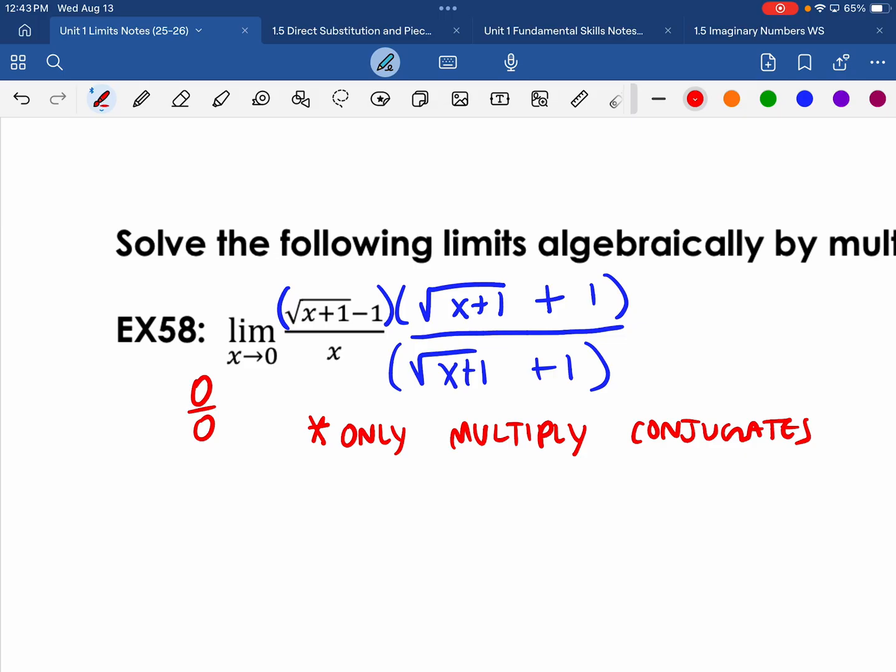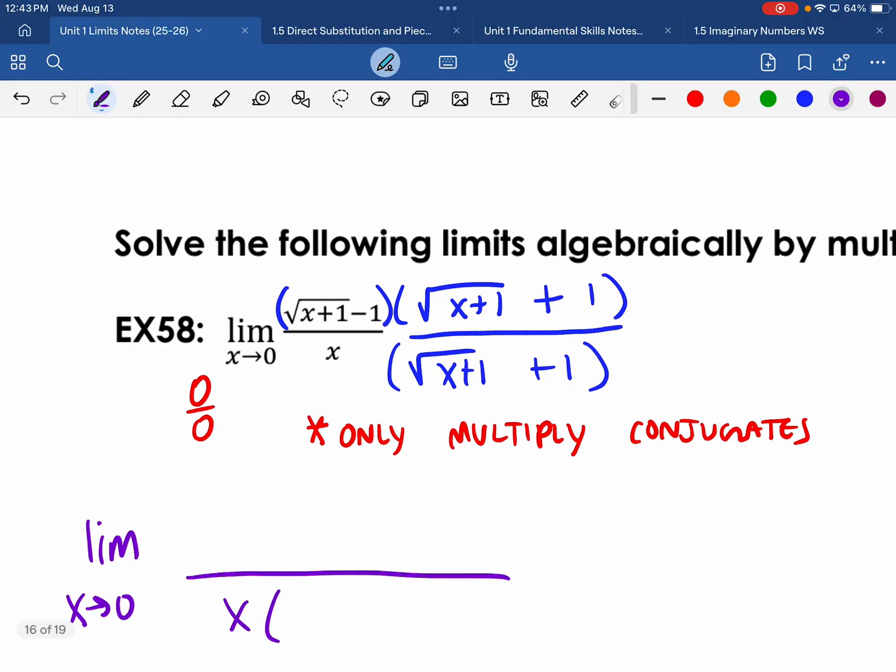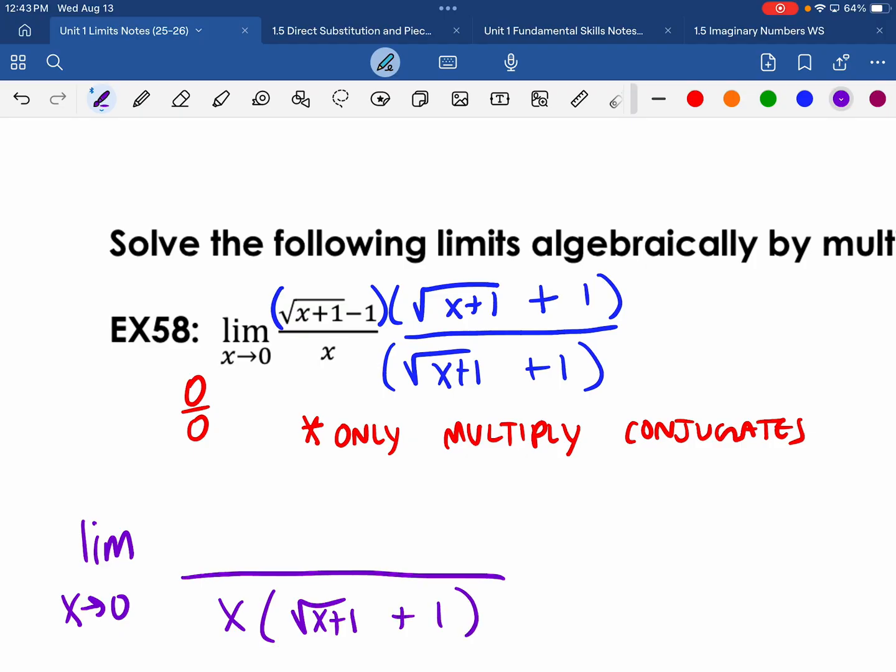And the conjugates, they could be on top or bottom. You'll see them both ways on your homework. So we're only going to do the whole foiling to the conjugate side of the fraction. The other side, we're just going to rewrite. All right, so I've got the limit as x approaches 0. The bottom is going to stay x times the square root of x plus 1, plus 1. So this bottom right here is going to stay that guy. On the top, we're going to have to multiply this out. Because this is conjugates, what do I know is going to happen with the middle? They'll cancel. So we don't worry about the middle.